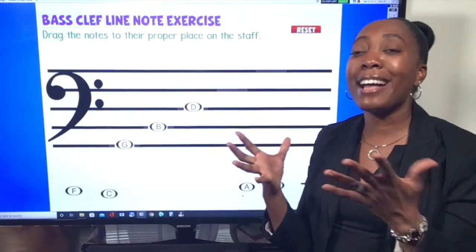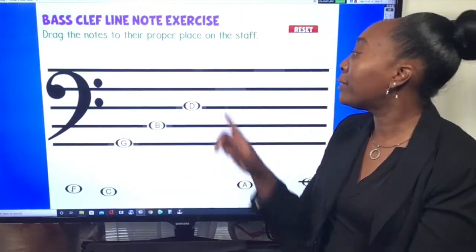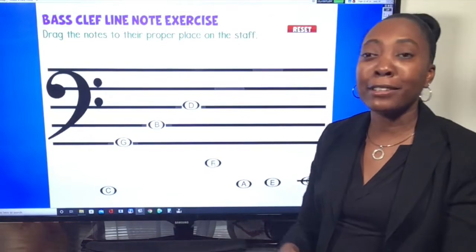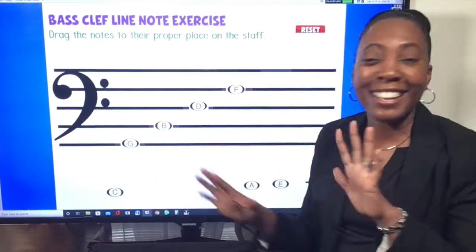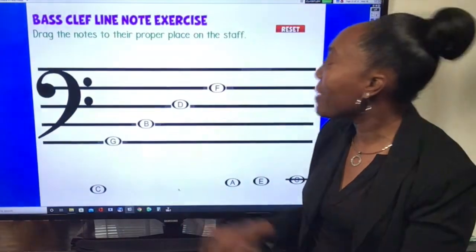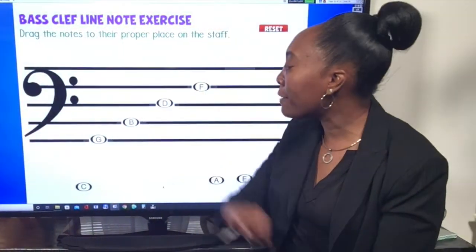And now we're at the fourth line, and you should probably know already that this bass clef is also known as the F clef. And so this fourth line has to be what? F. Good boys do fine. Good job.